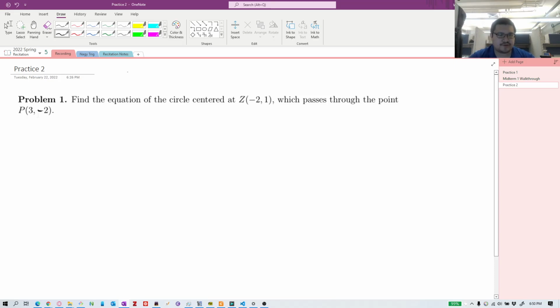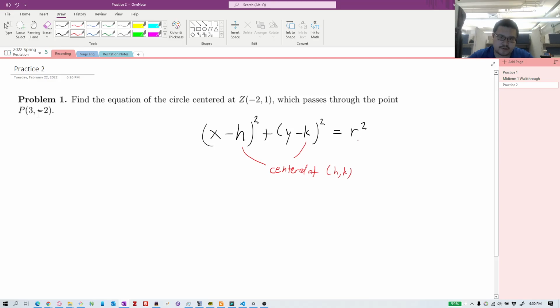The thing you need to remember is what's the formula for a circle centered anywhere. So you should remember it's x minus h quantity squared plus y minus k quantity squared is equal to r squared, where the h and k correspond to where the circle is centered at. So this equation says that the circle is centered at the point h comma k. And this part says that the radius is r. So a circle of radius r centered at h comma k, that's what this equation represents.